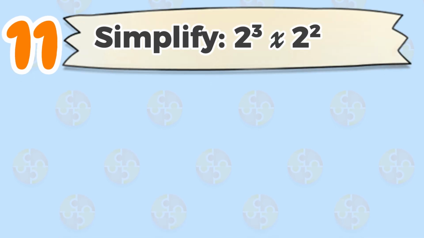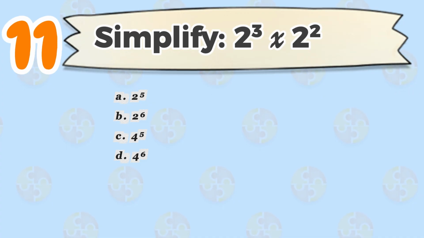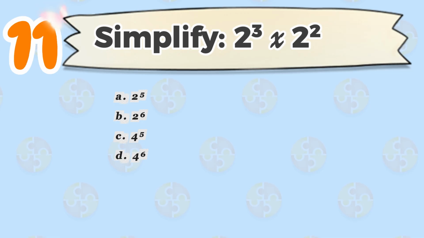Question number 11. Simplify 2 cubed times 2 squared. The choices are A. 2 to the 5th power, B. 2 to the 6th power, C. 4 to the 5th power, D. 4 to the 6th power.